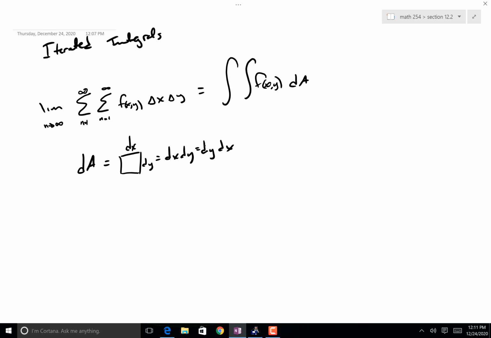There's a theorem for that. There is a theorem that describes that: you can change them around in any order you want to.